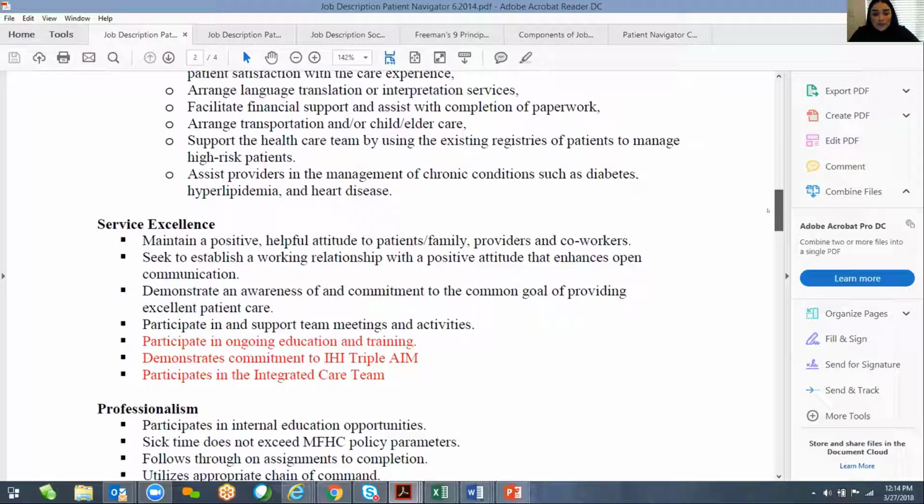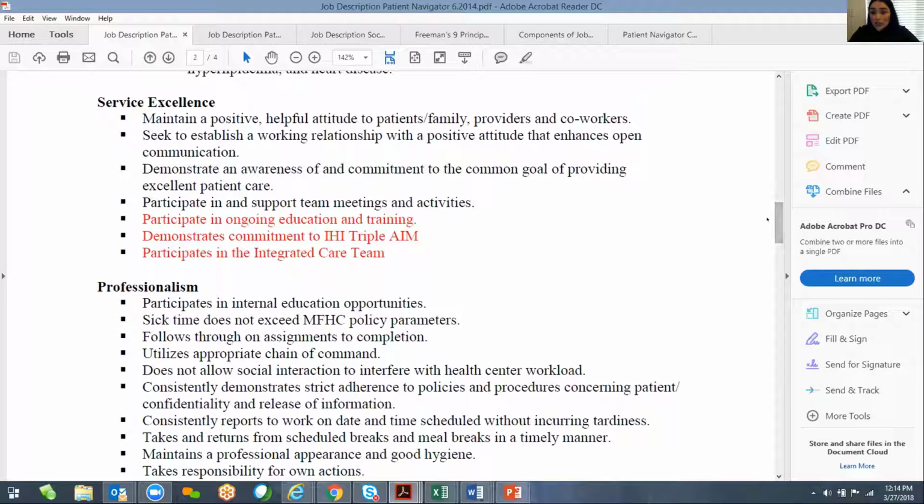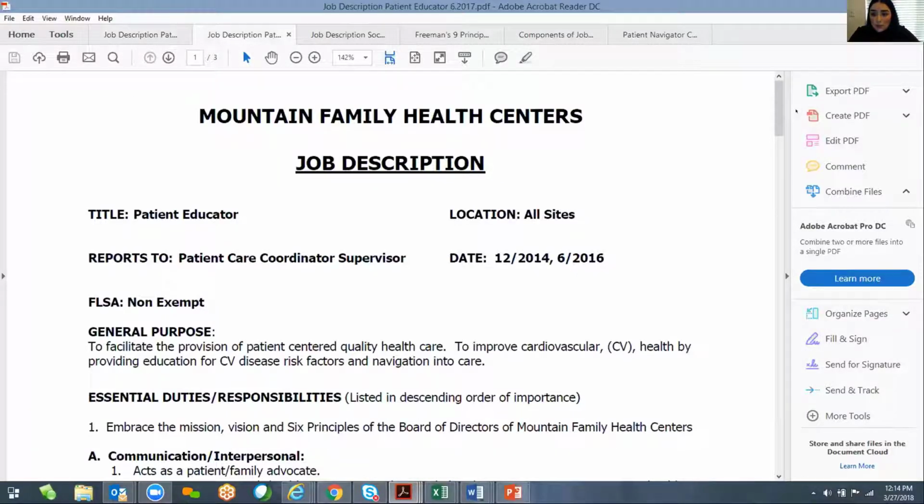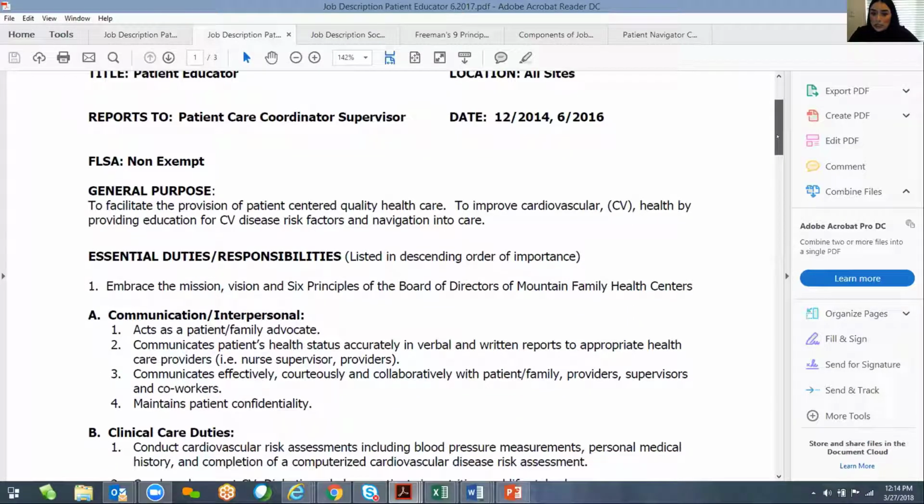And then at the very bottom, we have what I like to call the general stuff: things that have to do with your customer service skills, your professionalism, and miscellaneous items, anything that makes sure our requirements for HR, maybe for OSHA, maybe for HIPAA, are all included. Let's see. Again, this is the same job description, but this is more for a patient educator.